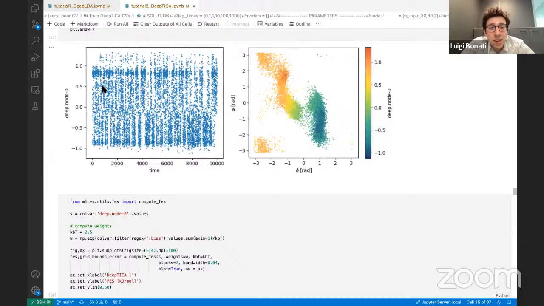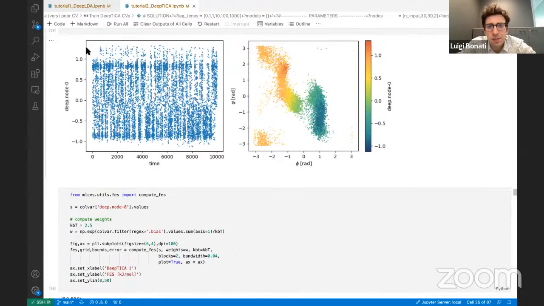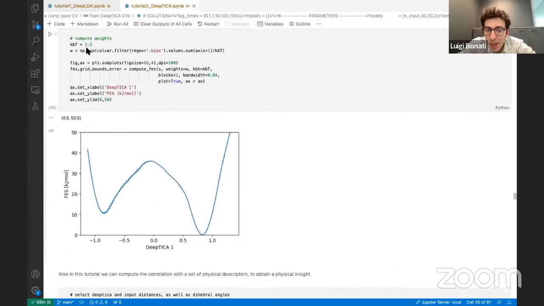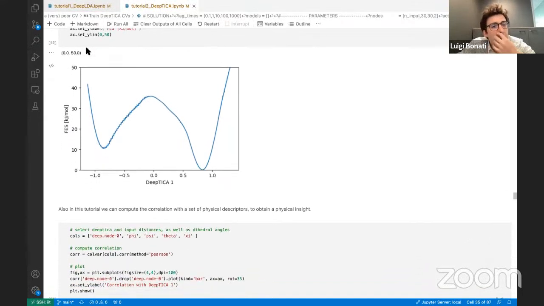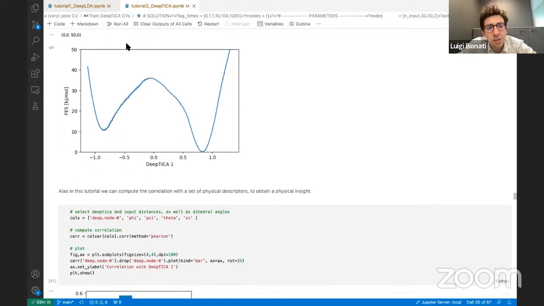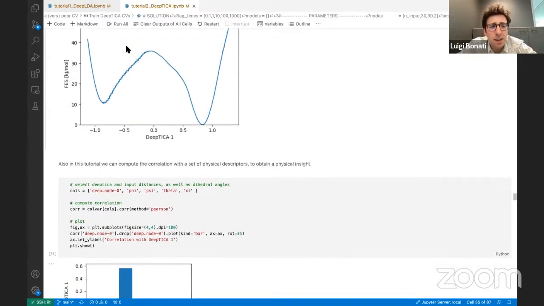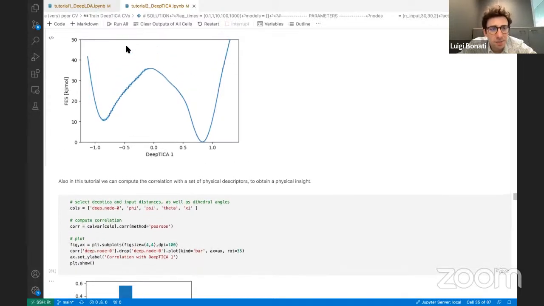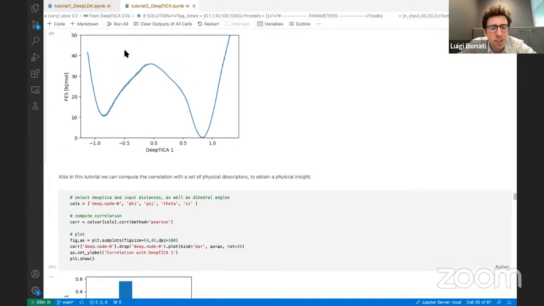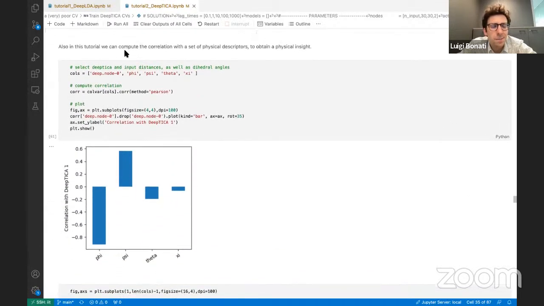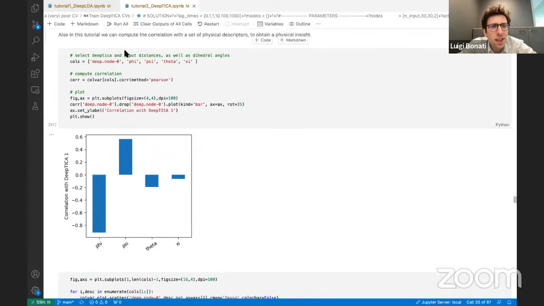And the very nice thing is that with this method we can identify CVs from a biased simulation performed using a very suboptimal, a very poor CV in the first place. As you see here, when we now compute the free energy as a function of the deep TK CV, we see that it's very well converged in an amount of time which is like a few nanoseconds out of the initial 2 microseconds.